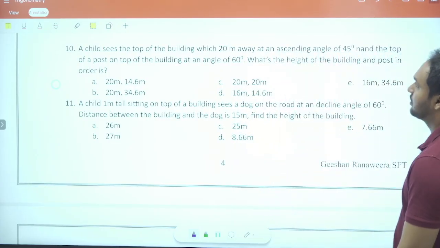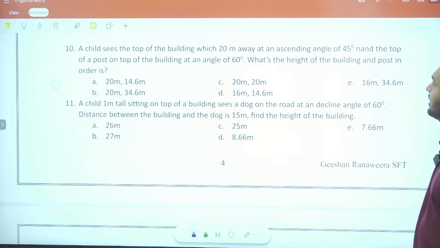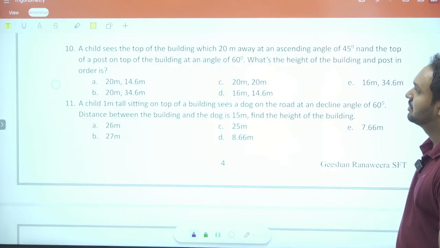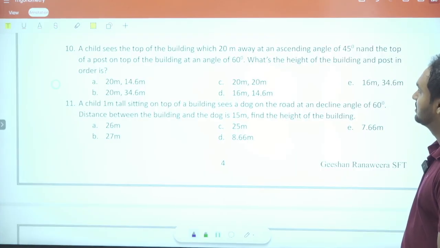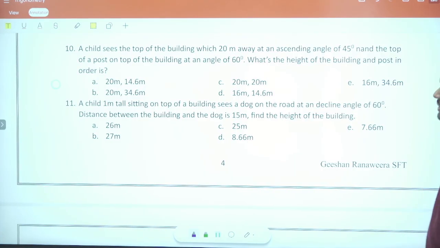The child sees the top of a building which is 20 meters away at an ascending angle of 45 degrees. It's a typing mistake. And the top of a post on top of the building at an angle of 60 degrees. What is the height of the building and the post in order?